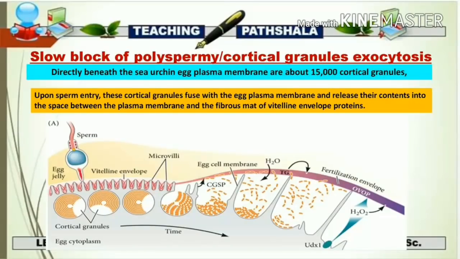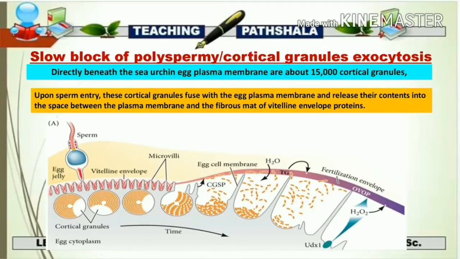Now let's move to the slow block steps of polyspermy, which is also known as cortical granule exocytosis. Directly beneath the sea urchin egg plasma membrane, there are about 15,000 cortical granules. Okay, so this is the location of the cortical granules. Upon sperm entry, these cortical granules fuse with the egg plasma membrane and release their content into the space between the plasma membrane and the fibrous mat of vitelline envelope protein.